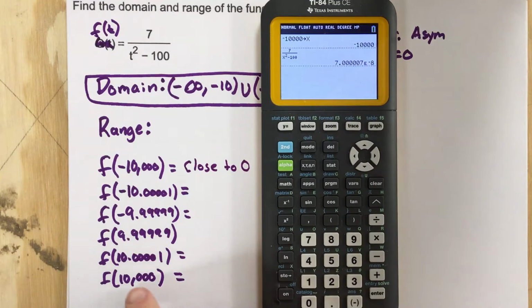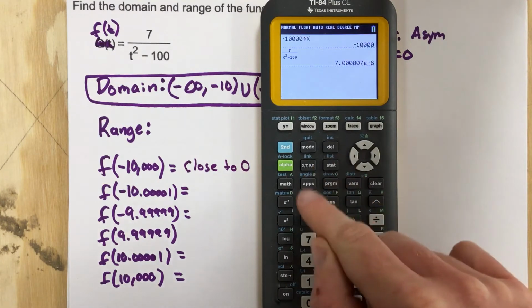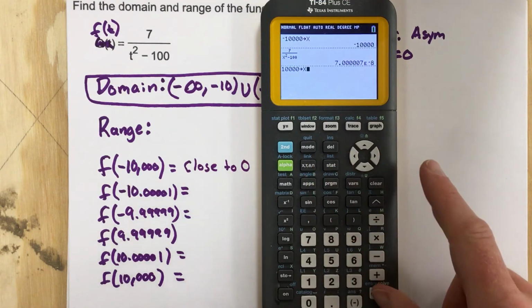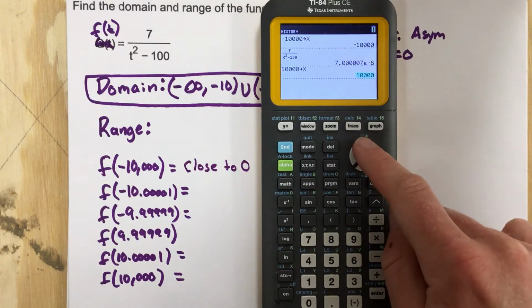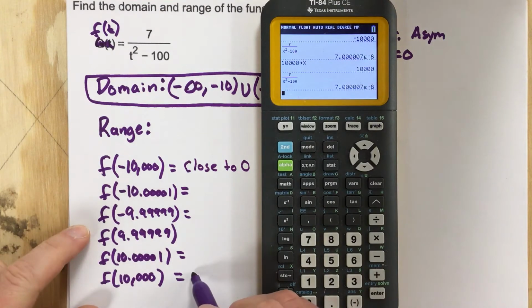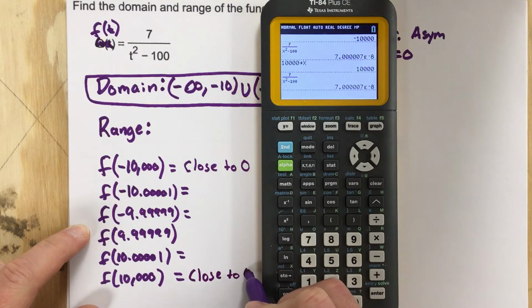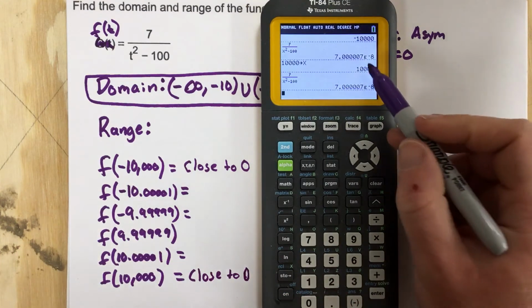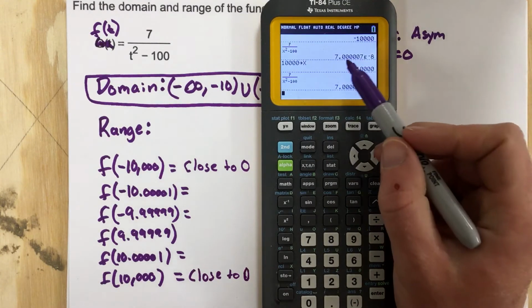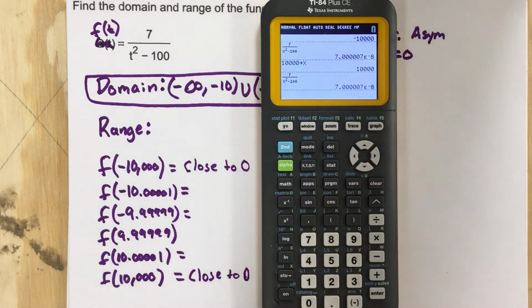While we're here, let's plug in the 10,000 as well. So we're going to say 10,000, store it as x. We'll take care of the really large and small numbers. Again, I'm going to get close to 0. And I'm close to 0 from the right side, because I'm just above it. So that's implying that it could be 0 to infinity.